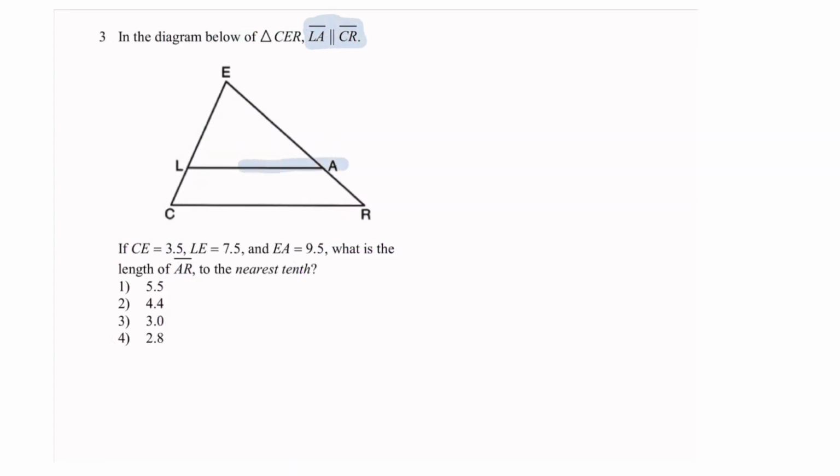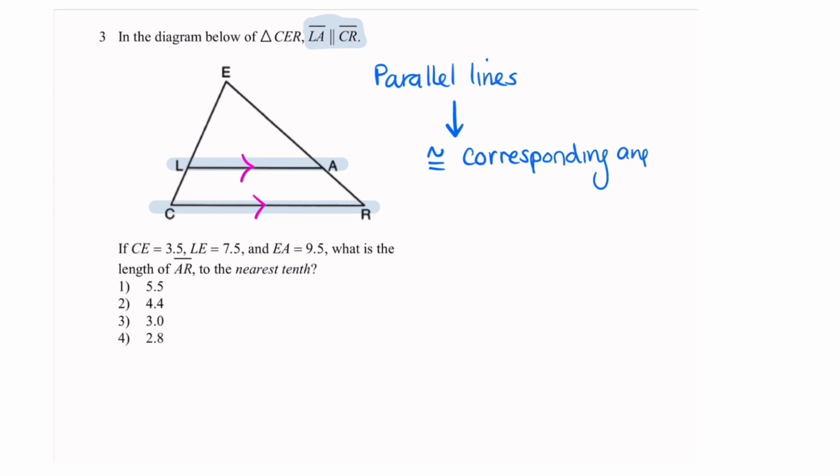Number 3, in the diagram below, triangle CER, LA is parallel to CR, and I've highlighted those parallel parts here. Now there's a little bit of a typo here, so we'll have to make a change in just a moment, but we have a pair of parallel lines which always indicates some congruent corresponding angles. So we might take advantage of that and mark them in our diagram here. You can think of corresponding angles as the angles that would overlap if you matched the parallel lines on top of each other. Now the little typo we have to make here is that CE really should read CL.